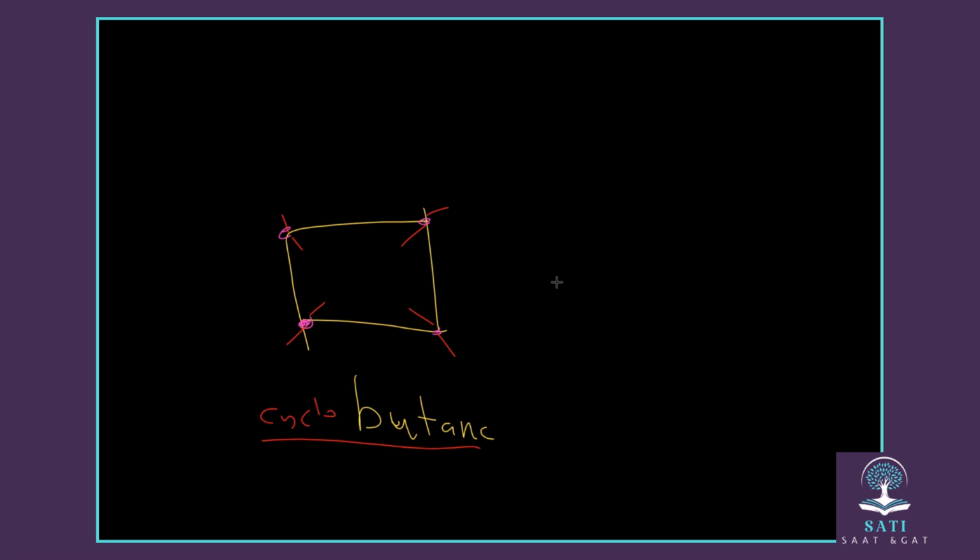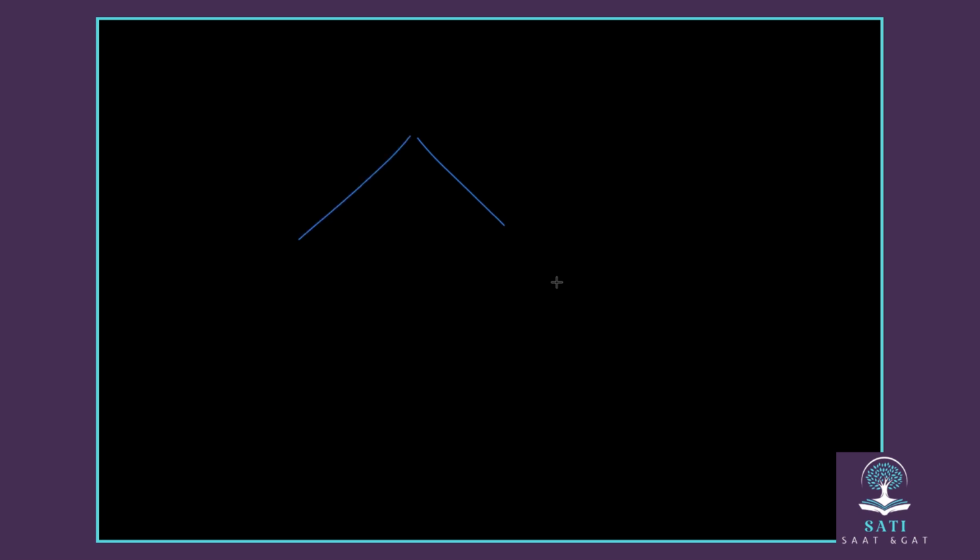So cyclobutane. What will happen now if I break these 2 bonds, eliminate 2 hydrogens and make 1 double bond here? In this case, this one will not be cycloalkane. It will be cycloalkene. So what will it be called now? Instead of A and E, we add E and E. So it is cyclobutene.